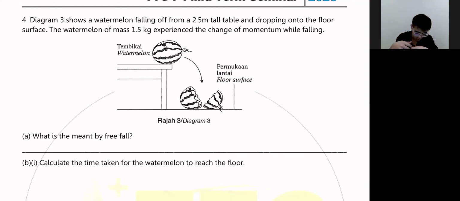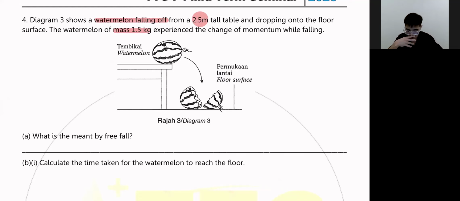So this question says, if you look at diagram 3, it shows a watermelon falling off from a 2.5 meter tall table. So you can highlight sometimes when you read the information, right? Watermelon falling off from a 2.5 meter tall table, and then dropping onto the floor surface. And the watermelon mass is 1.5 kg, experiencing the change of momentum of falling. So the question also tells you that when the watermelon drops onto the ground, the momentum changes.